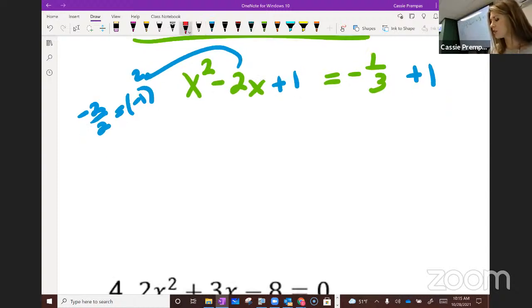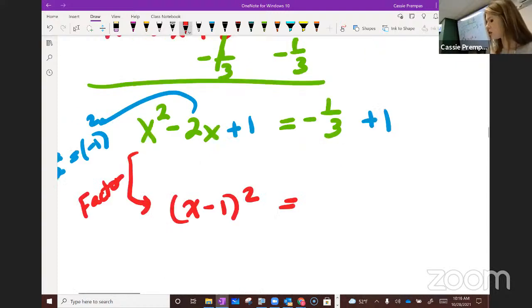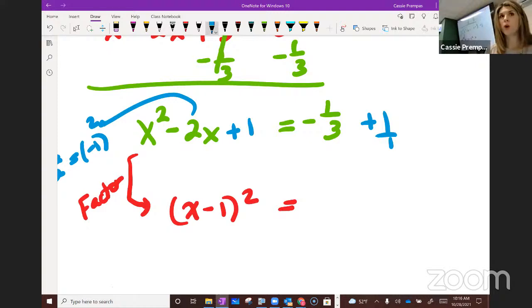What does this factor down into? It's going to be something squared. Anyone know what it's going to be? Good, x minus 1. X minus 1 squared is equal to, whoa, how do I add negative 1/3 plus 1? It's a fraction. And what do fractions need? So did you say change 1 to a fraction? Nice. 1 is the same as 1/1. And then what do I need before I can add those two? Common denominator. So I'll multiply that by 3/3. What's negative 1/3 plus 3/3? 2/3.